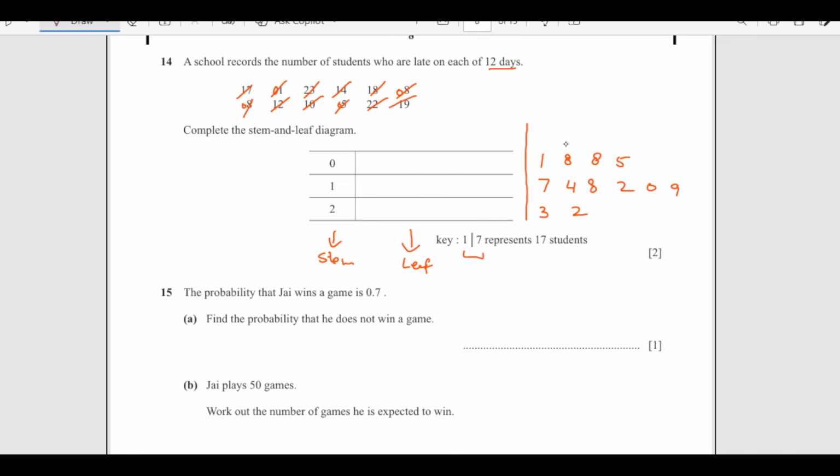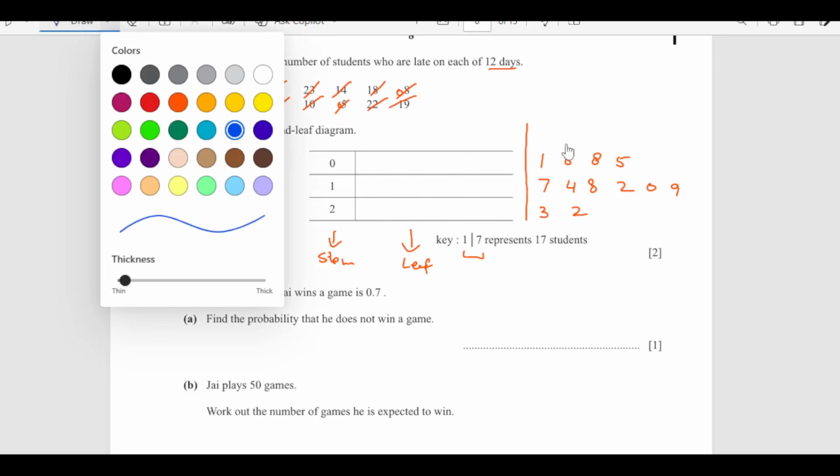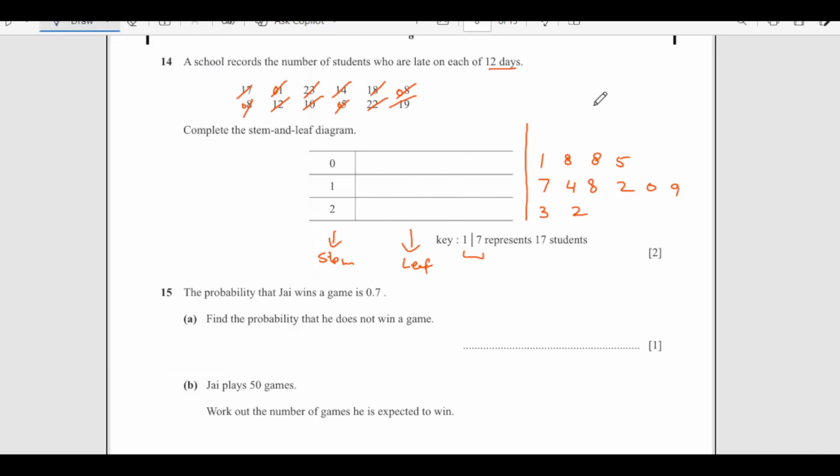Now you can see they are not in order, so we will place them in increasing order here. The first one we have here is 1, 5, 8 and 8. Then next we have 0, 2, 4, 7, 8 and 9. Third is 2 and 3. So that is it for it.